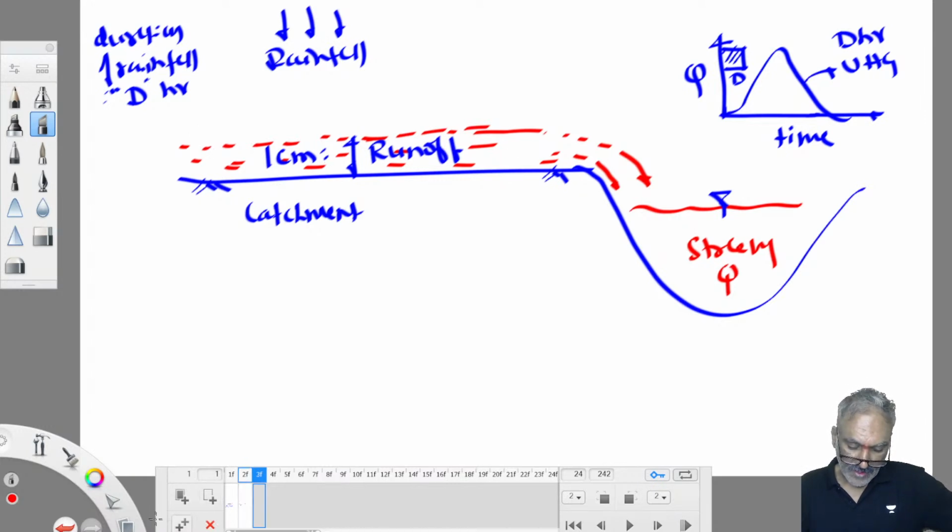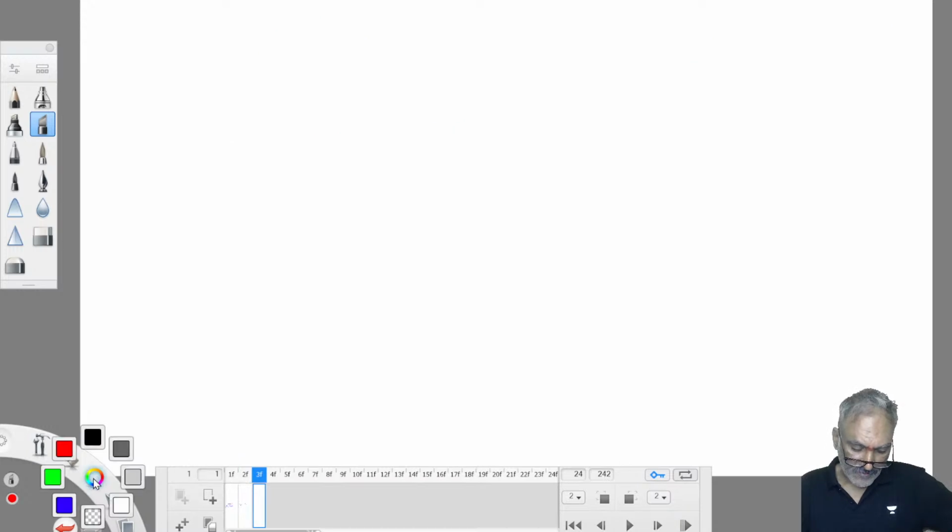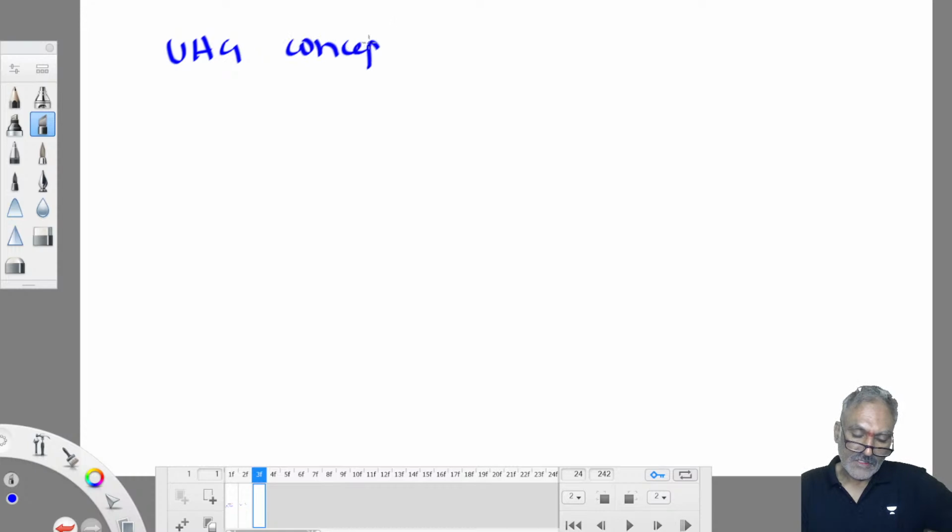This unit hydrograph concept was proposed by Sherman, Ludwig Sherman. Sherman based it on two assumptions.